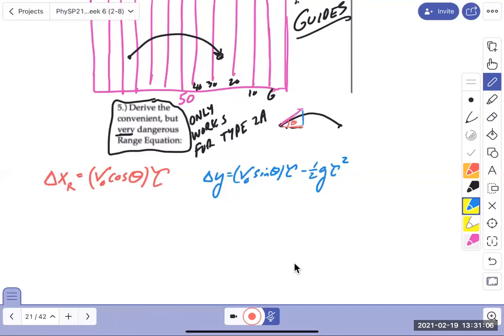So the thing about type 2A is delta y is 0. So I'm going to replace that. I'm okay if you start this way. Delta y is 0. Are we buffering or something? Okay, so delta y is 0 because it's type 2A. So if that's the case, we have v naught sine theta tau equals 1/2 g tau squared. So what can I do with one of those taus?